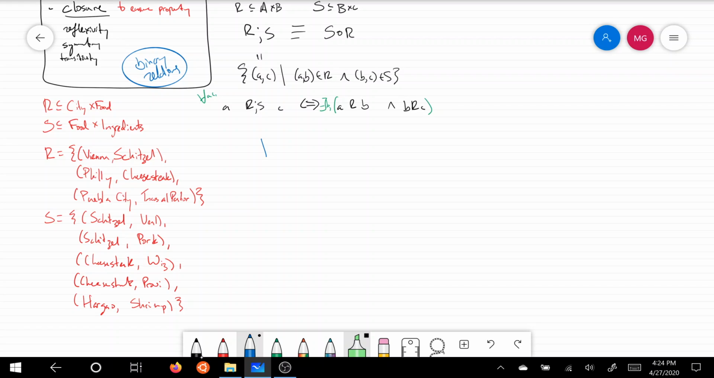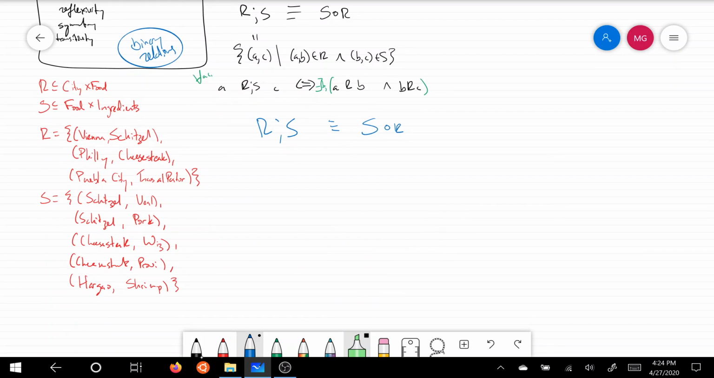let's think a little bit about what we might get if we looked at R semicolon S, R composed with S, which is to say the same thing as S of R. Okay, so what is this relation going to be? What's in there? Well, what we do is we find things.